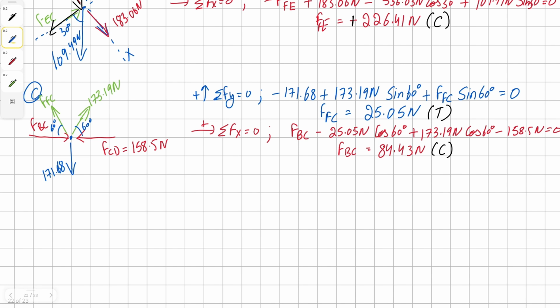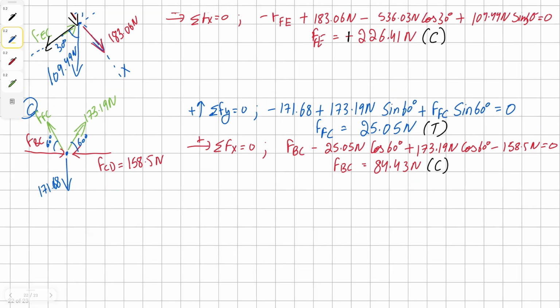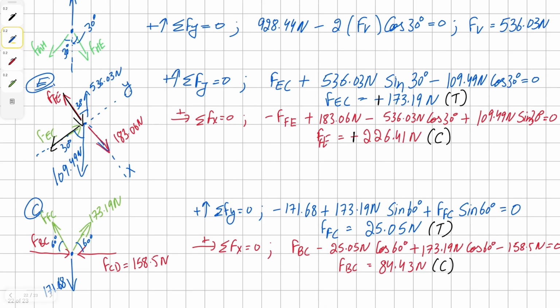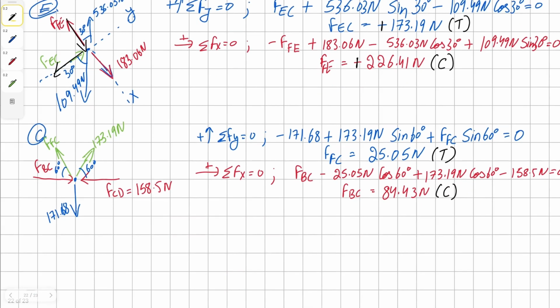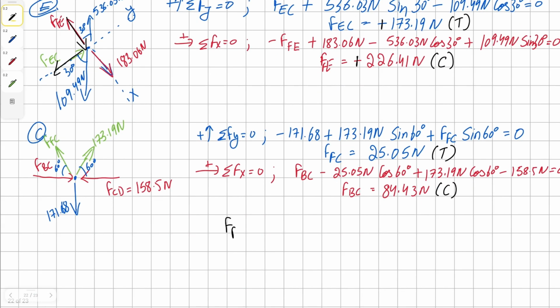And solving this last member, now we can evaluate which member has the largest force. So in this case, it's going to be force FE and its opposite, which is force FB. Both have 226.41 newtons, and they are in compression.